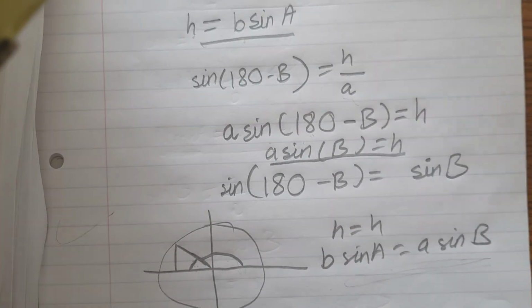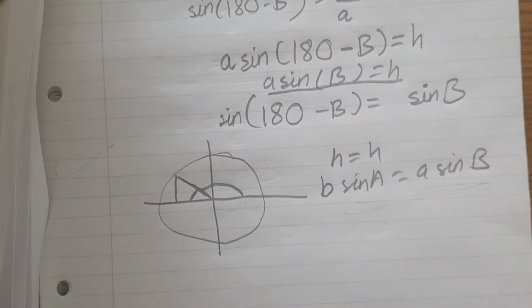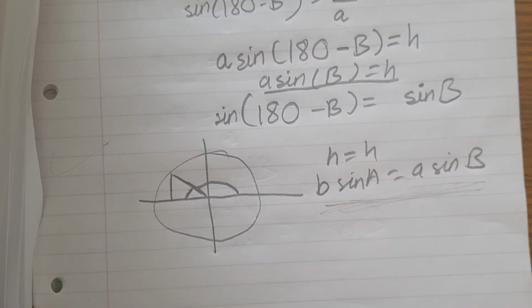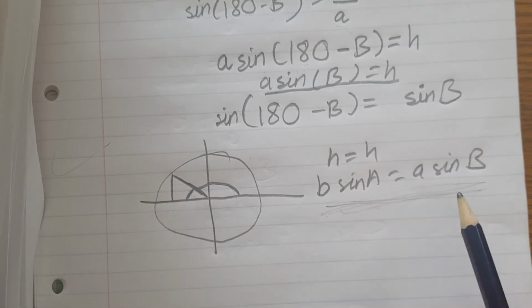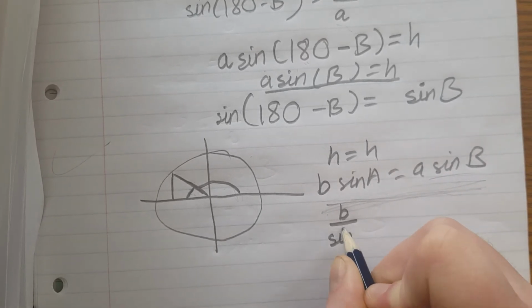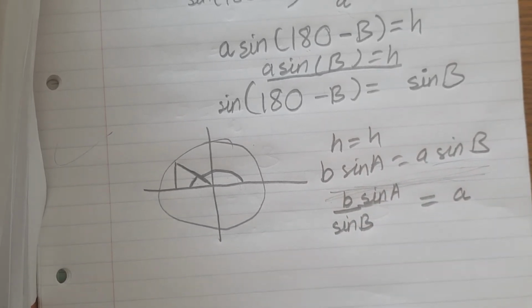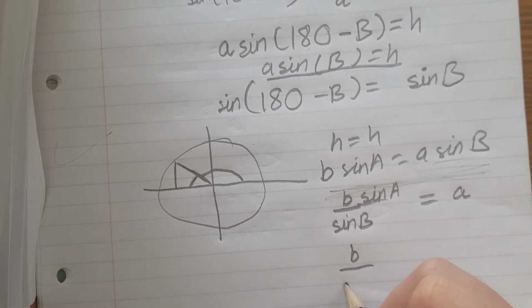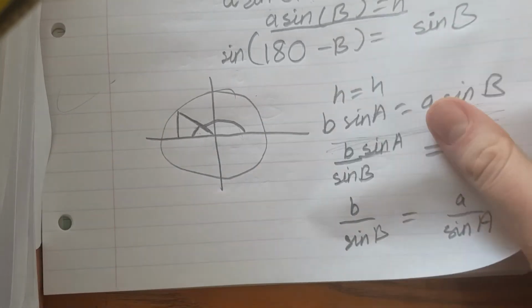So now that we've proven that statement for acute angle triangles and obtuse angle triangles, so this is true for acute and obtuse, we can then rearrange this. What we can do is divide both sides by sin B firstly. So B sin A over sin B is equal to A. And then we can divide both sides by sin A. So then we get B over sin B is equal to A over sin A. And now we have almost proven our sine rule.